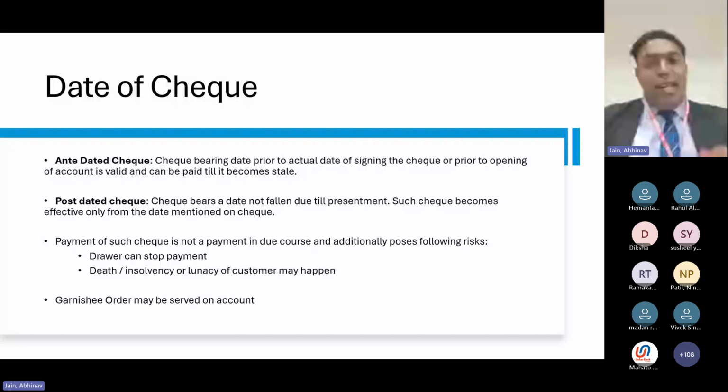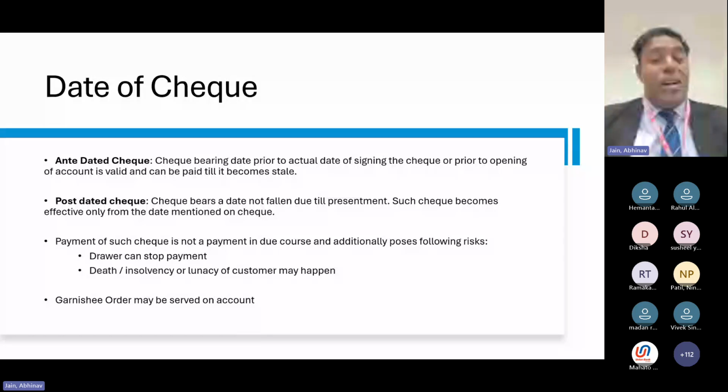Now, what is post-dated check? The date which has not yet fallen on the calendar. And if we are drawing such a check, let's say today we are sitting in January. If I draw a check of 1st March, then it is called a post-dated check. It can't be paid. Payment of such check is not a payment in due course and additionally poses the following risk. Drawer can stop payment, or death, insolvency, or lunacy might happen. Garnishee order might also be served on such account. So we can't pay a post-dated check.